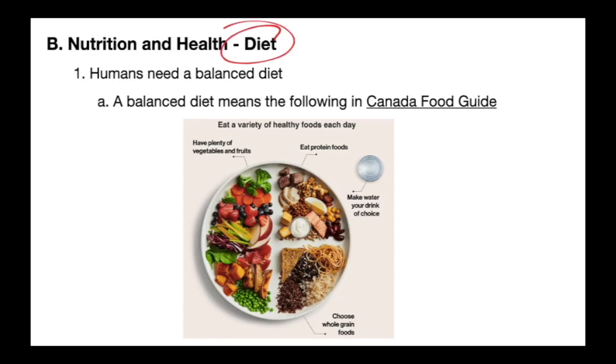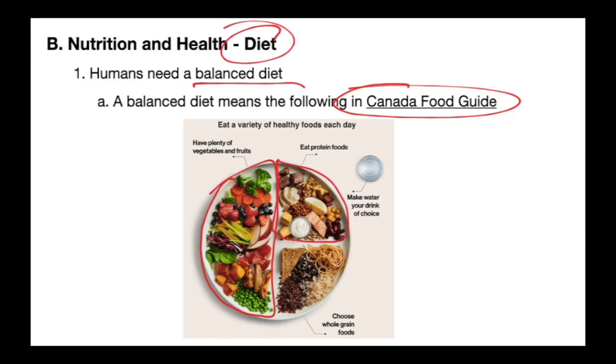A good diet is what we call a balanced diet. So a balanced diet means in Canada, we have the Canada Food Guide. This is a picture right off that page, and I'll put a link to there on the assignment as well. Notice this plate. Half of the plate is fruits and vegetables. A quarter of the plate is protein, and a quarter of the plate is whole grain foods. And then make water your drink of choice.